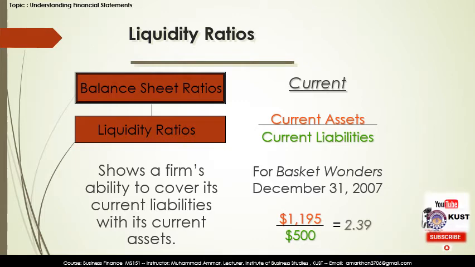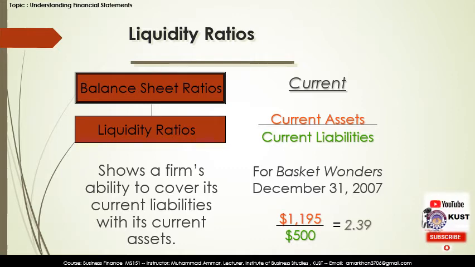So the first one is our liquidity ratio. From the word liquidity, as we discussed, which one is more liquid and which one is not. So our current assets, like we see in our balance sheet, cash, inventory, are basically the more liquid. So liquidity ratio is also known as balance sheet ratio. So they have given it a name as current ratio.